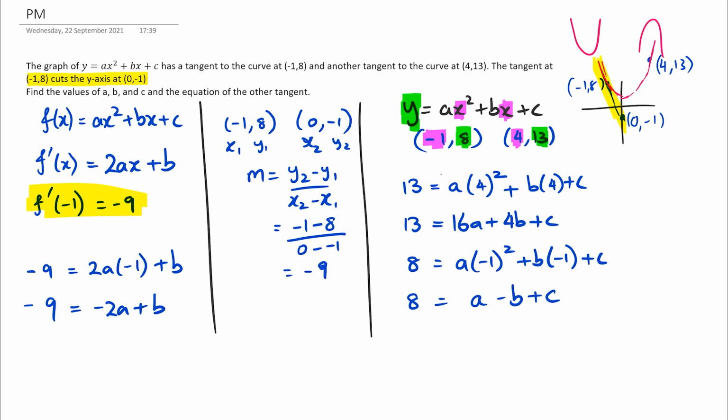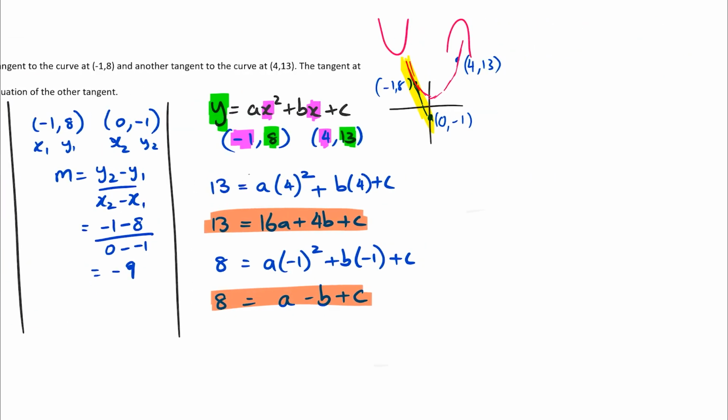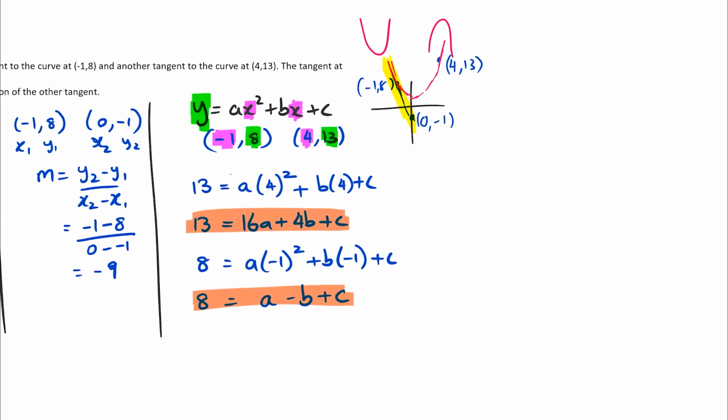So the next thing is looking at these 2 equations and separating them out. I'm going to put those 2 equations separately. So I've got 13 equals 16a plus 4b plus c, and then I've got 8 is equal to a minus b plus c.